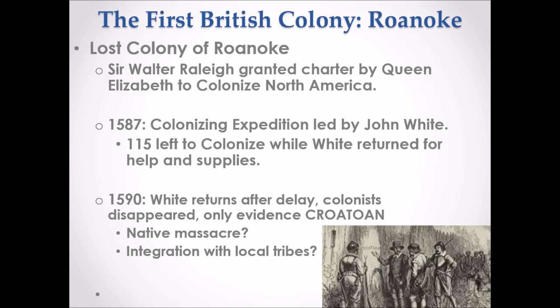And in fact, the only evidence of the colonists at all is this word Croatoan that's been carved into one of the fence posts, which you can see in this drawing down here representing that. And the question becomes, what happened to these people? It's one of the biggest mysteries in American history, probably. What happened? So there are some theories.